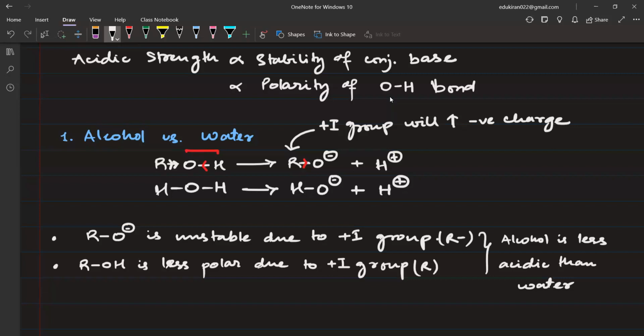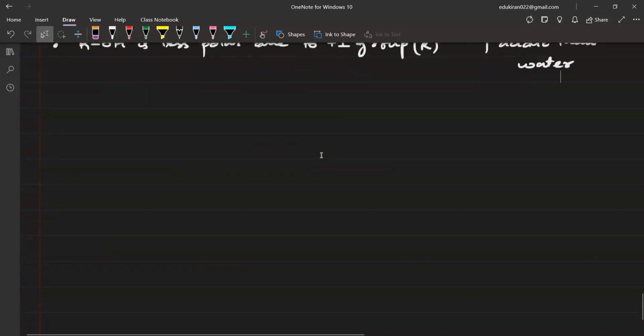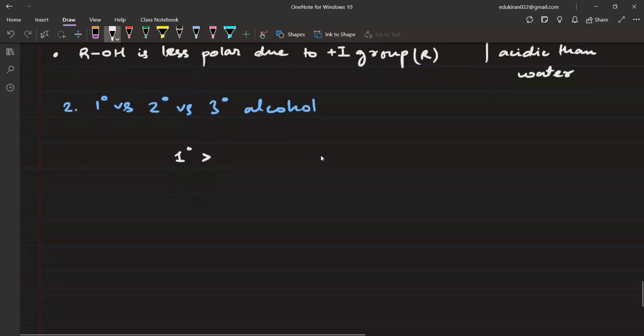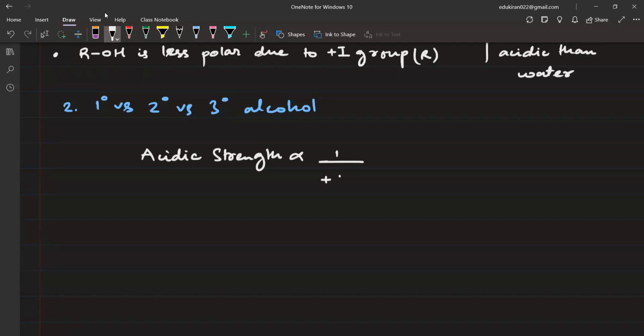Right, next. One degree versus 2 degree versus 3 degree alcohol. Okay, so obviously the order is going to be what? See, in 1 degree alcohol, there will be less alkyl groups, right? So, जैसे जैसे आप देख रहे हैं ना, यहीं पे आप लोगों ने देख लिया होगा. I can write acidic strength. It is inversely proportional to plus I groups.